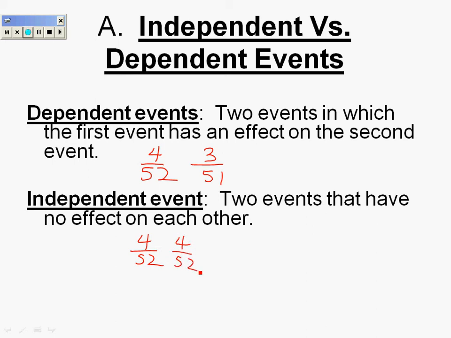did the first choice have any effect on the second choice? No, it didn't have any effect at all because I put it back. That's called independent. So independent events are two events where the first choice has no effect on the second choice.